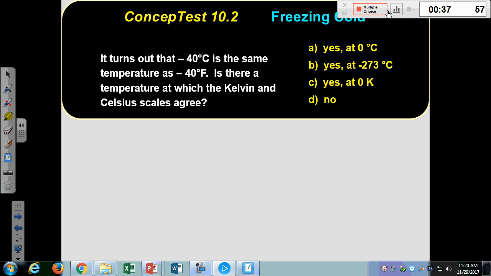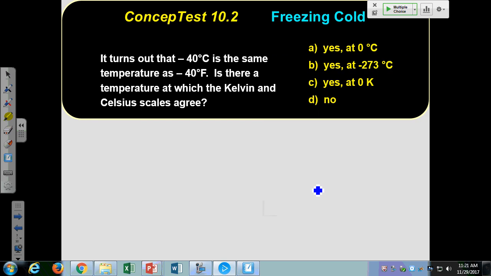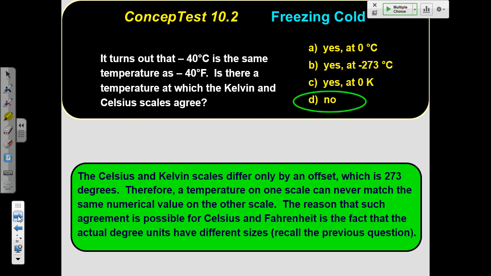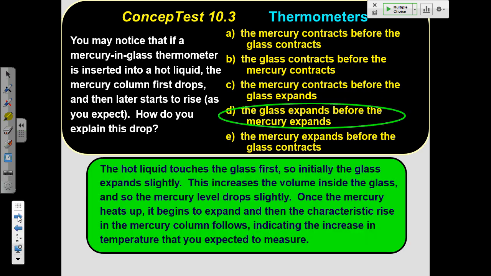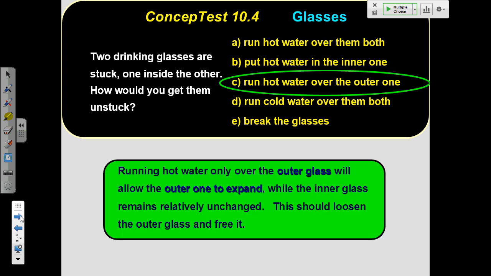All right, let's stop at 45. Okay, good. D is right. There is none because they're separated by 273 degrees. I think we've already talked about this. I'm going to skip over some of these. I want to get to some of the more difficult ones.